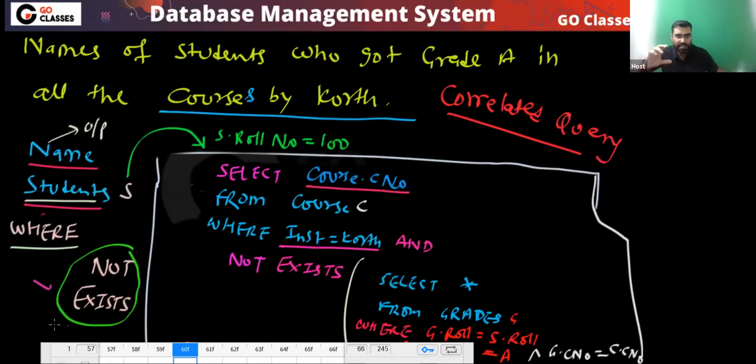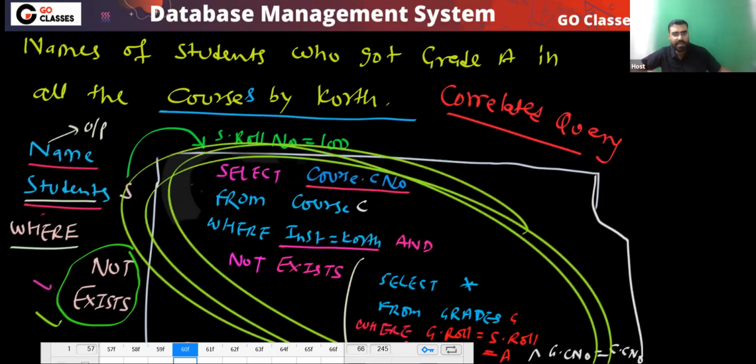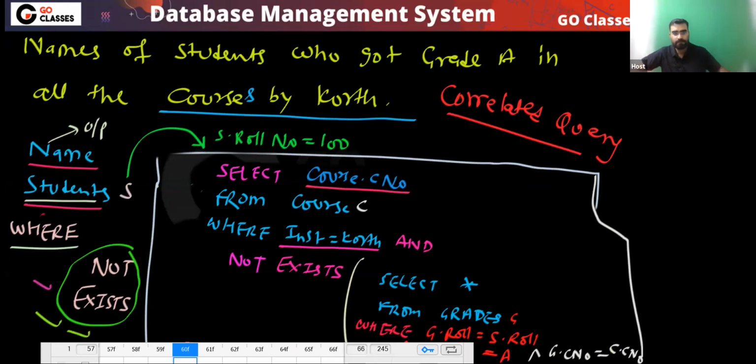Now for every course, I will check. I will find those courses where you did not get grade A. Those courses must be empty. That is the reason for this not exist here.